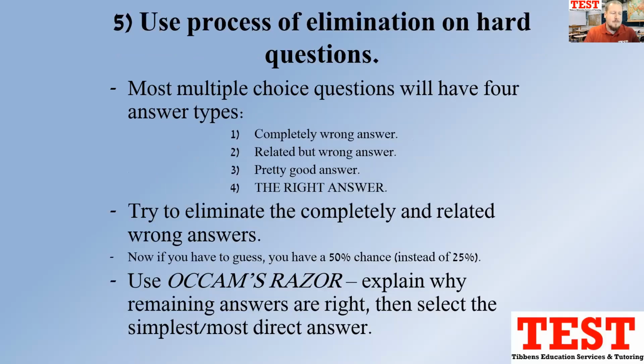Simple enough. Now, here's two really, really good, really important strategies to help you out. First is just to think about process of elimination in general. The basic way that process of elimination works is when you read a question and then you look at the answers, you go, okay, I don't know. It could be any of them. I don't know the answer.